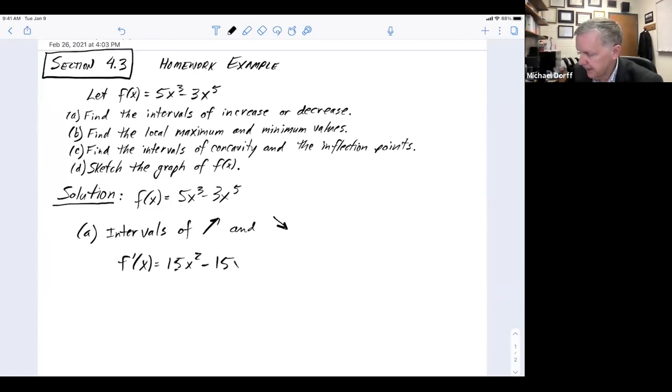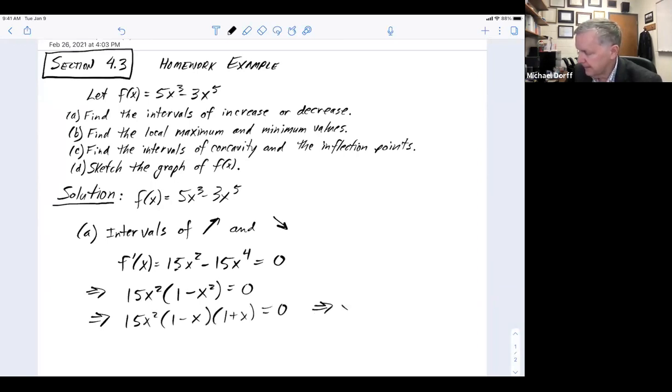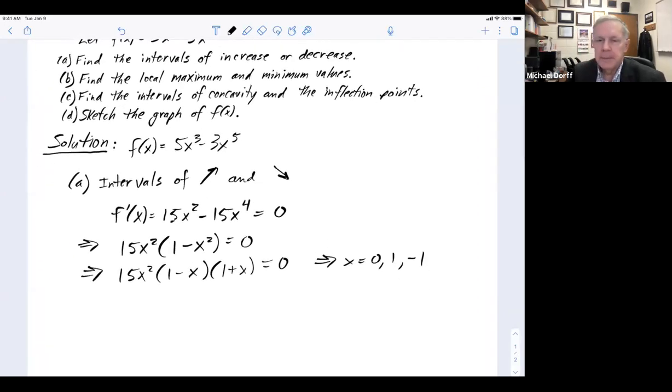So the derivative is 15x squared minus 15x to the fourth, and I want to set that equal to 0. Well, to solve that for x, I'm going to first factor out what they have in common, which is a 15x squared, and I'm left with a 1 minus x squared. And then I'm going to factor that inside parentheses into 1 minus x and 1 plus x. And so that tells me that x equals 0, 1, or negative 1. So those are going to be the points that I use to make my intervals.